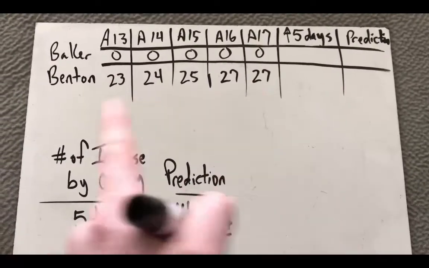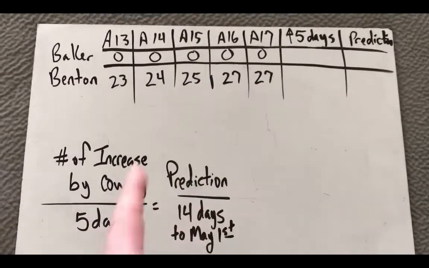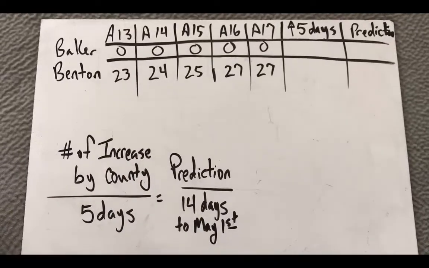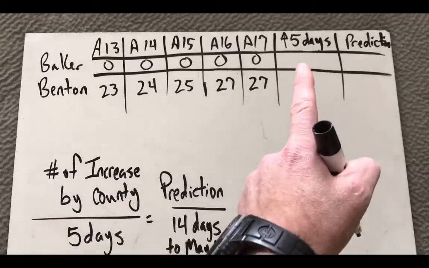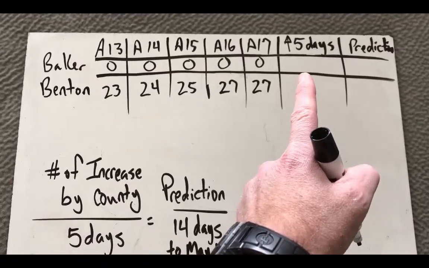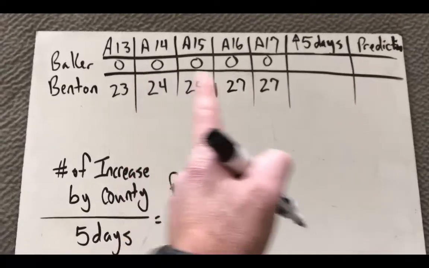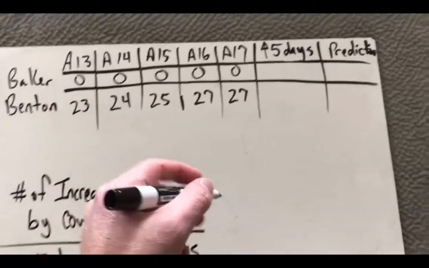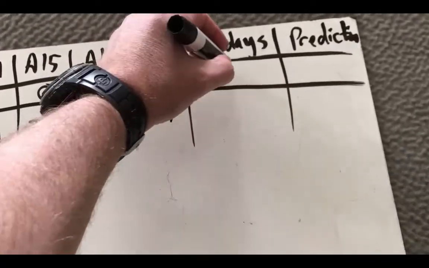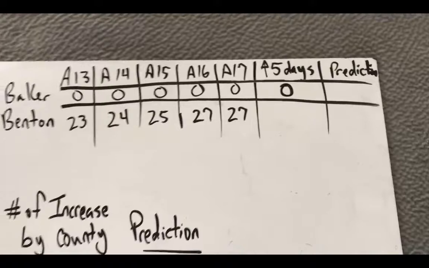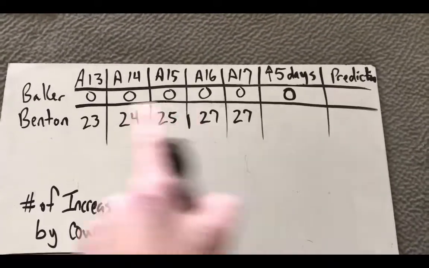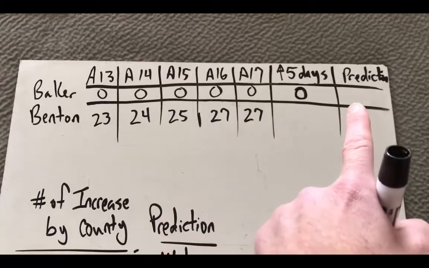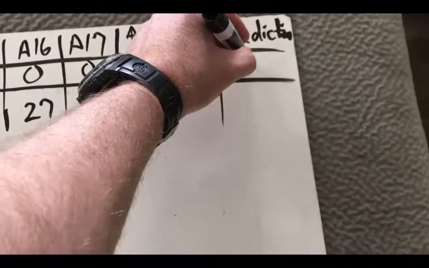If you did not do that yet, your dates may be different than mine. You can start today, but this is a graded assignment, so I want you guys to do it. So what you're going to need to do is figure out the number of increase over those 5 days. Okay, so Baker County's easy. There have been 0 new cases over those 5 days. All right, so their prediction, if this 5-day change continues, is going to be easy. That's going to be 0.